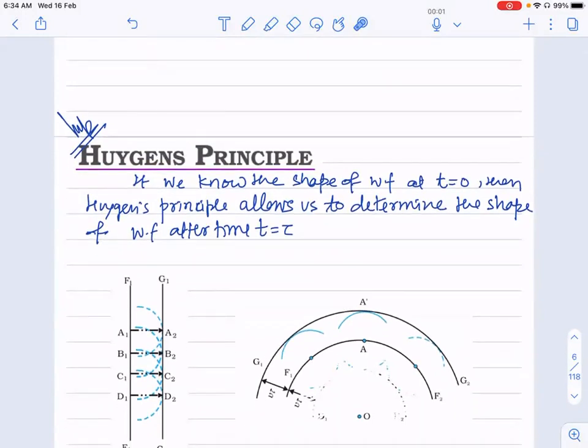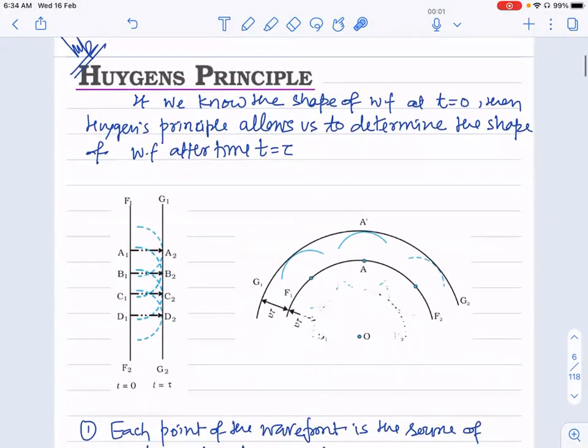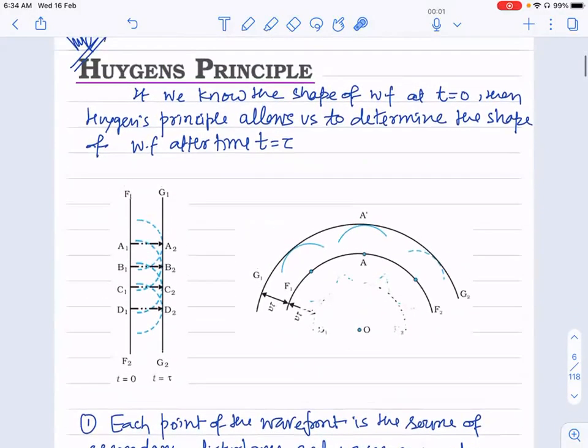Huygens principle is the next one. Huygens ने प्रोपगेशन ऑफ लाइट के बारे में एक्सप्लेन किया, फिर उससे लॉ ऑफ रिफ्रैक्शन एंड लॉ ऑफ रिफ्लेक्शंस एक्सप्लेन किए. तो अगर हमें किसी पॉइंट पर पर्टिकुलर वेव फ्रंट का शेप पता है, तो आफ्टर सर्टेन टाइम वी कैन फाइंड आउट द लोकेशन एंड शेप ऑफ द वेव फ्रंट.